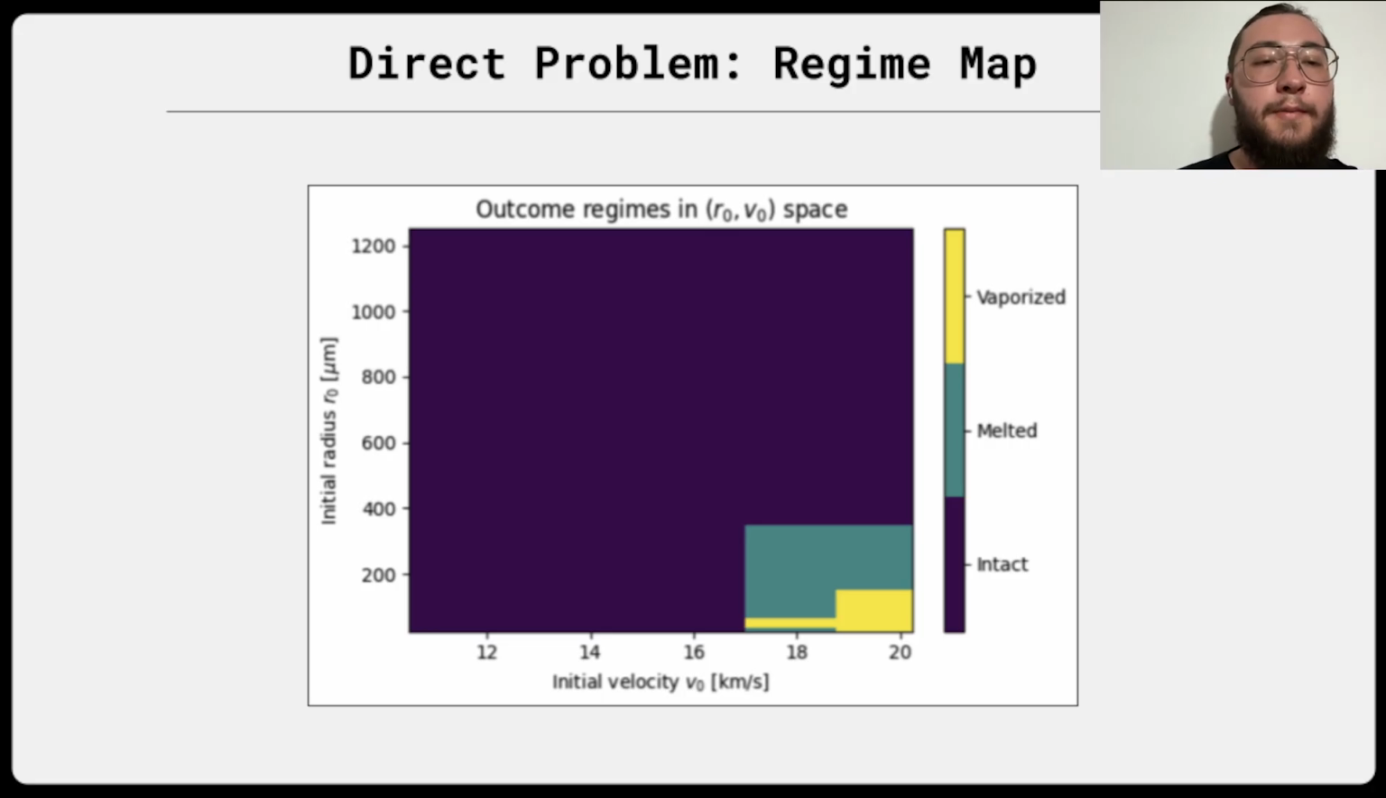Finally, we built a regime map combining many simulations with different initial radii and velocities. Each point represents a possible particle entering the atmosphere. The plot clearly separates three regions: intact grains, melted grains, and vaporized grains. This map summarizes the entire behavior of the model, showing the transition between the different physical outcomes.